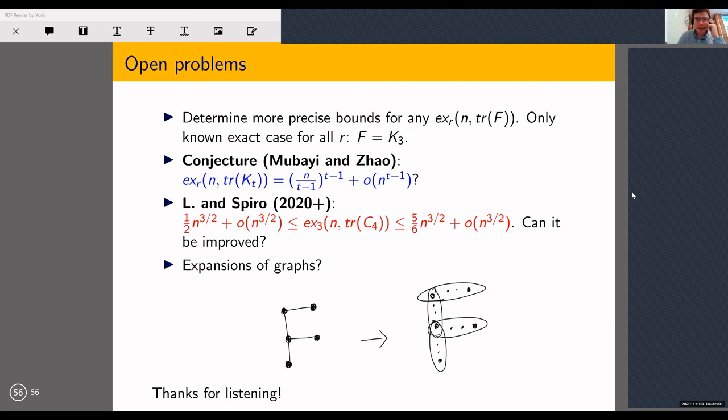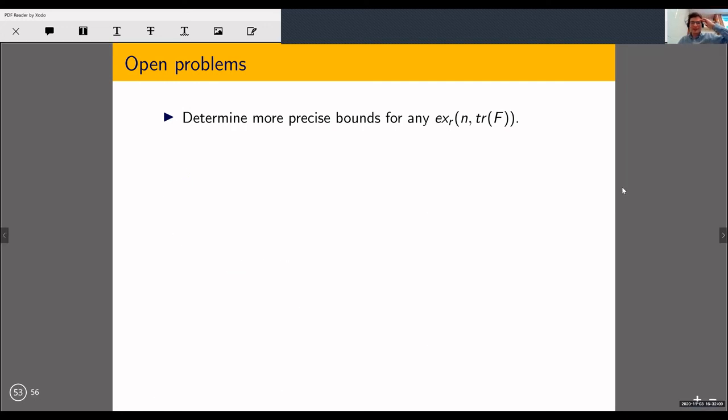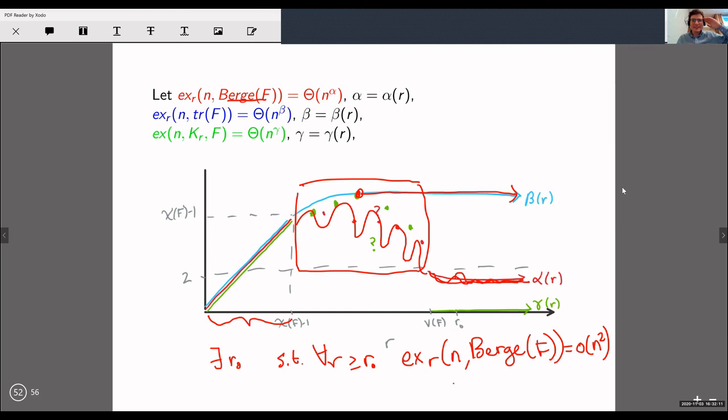Do we know when this quantity, beta of r, stabilizes? For which value of r? Do we have some estimates for from which point on it becomes the same? So for most cases, no. Actually, I don't know of even one case where we do know.